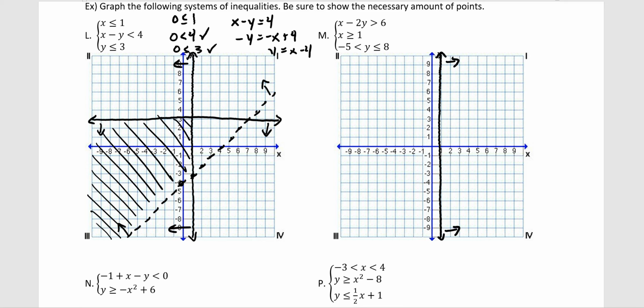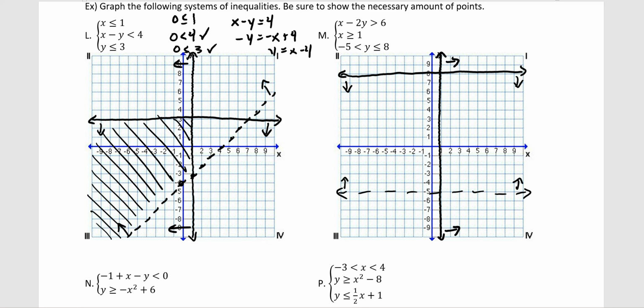Negative 5 is less than y is less than or equal to 8. So this is a good compound inequality where we can go ahead and draw 8 as a solid line, a horizontal solid line at 8. And then negative 5, a dashed line down there. And our shaded area is going to be in between these lines. So it's going to be below the top line, above the bottom line.